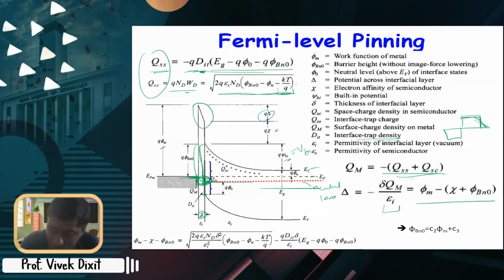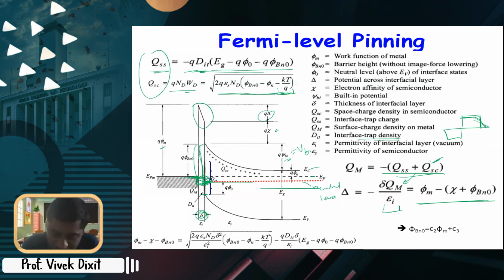Now when you equate these two, you substitute phi ss plus phi sc here in phi m, and you equate the right side with the left side, so you get this kind of expression, right? Now because this interfacial layer is very small, of the order of a few angstrom, if you ignore this charge, then it will be exactly the same as the metal semiconductor junction, right? If DIT is small. If DIT is large, then most of the charge is taken care of by this interface layer. Then you can ignore the space charge part.